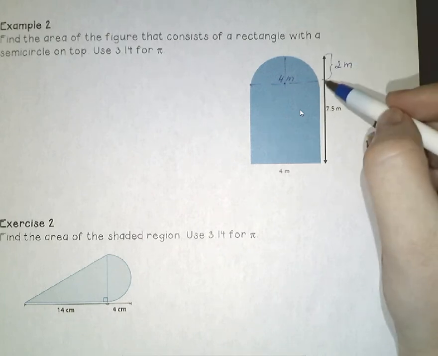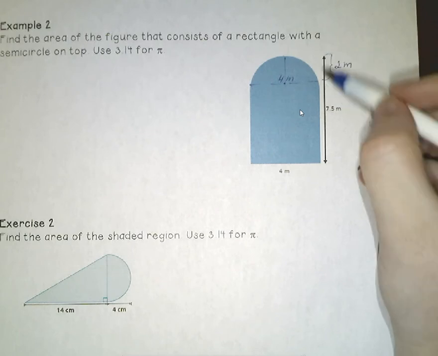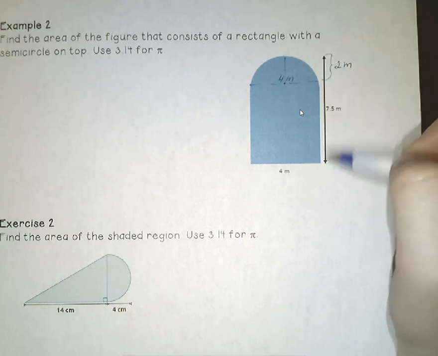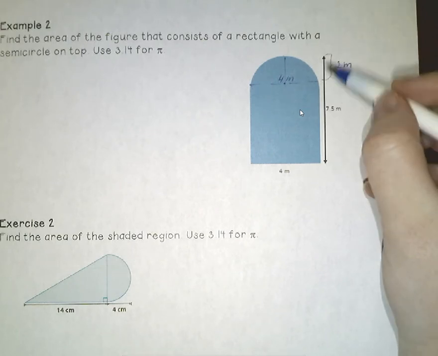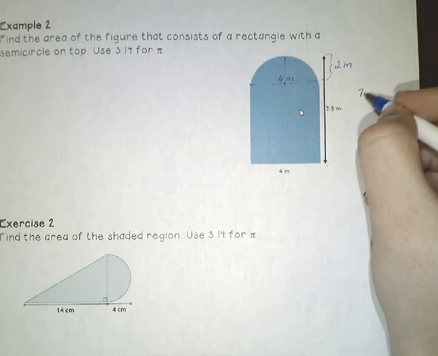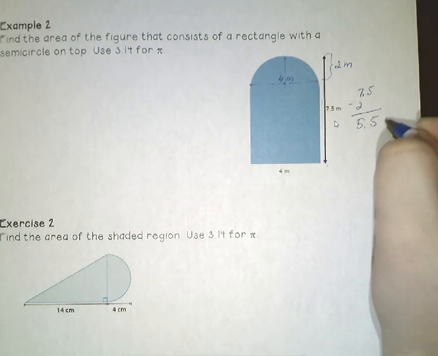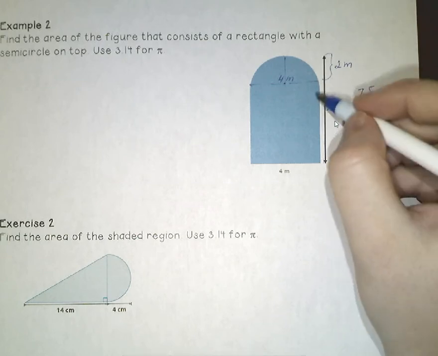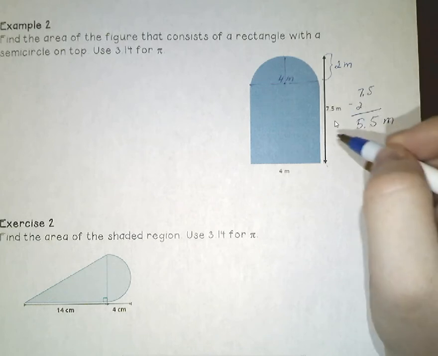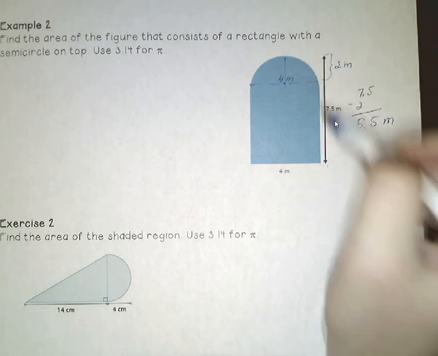Now, to find out what the height of the rectangle is, I see that the whole thing is 7.5. I see that this part right here is 2. So to find what is left, I will subtract 7.5 and 2. 7.5 minus 2 is 5.5 meters. That's how long or how high our rectangle is. To find out the area of this rectangle, we are going to multiply base by height.